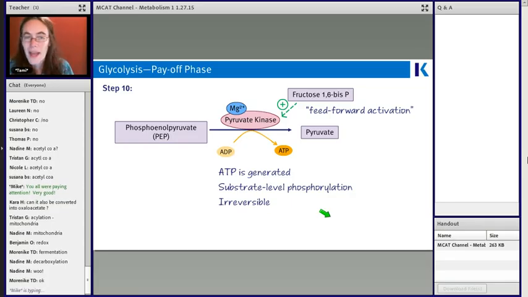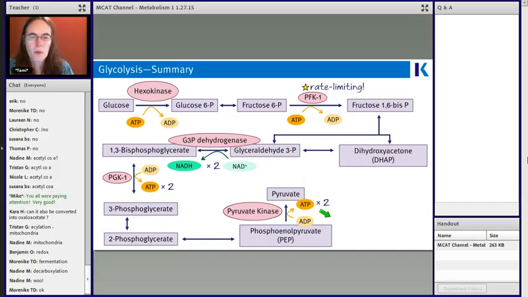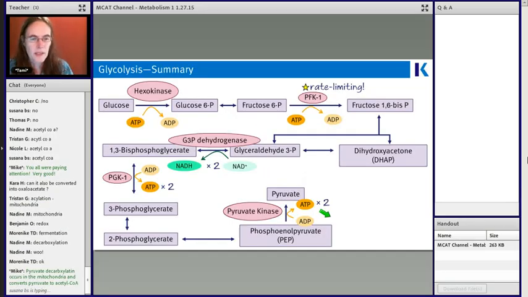The reason for that is they're really not going to ask us about the enzymes in pyruvate decarboxylation because there's only one. It's called pyruvate decarboxylase, and that's what's going to get us to our acetyl-CoA. All right, so let's look at our overall 10 steps here.